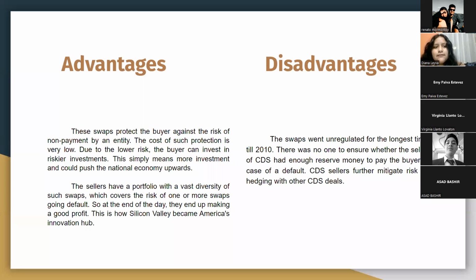And in disadvantage, the swap went unregulated for the longest time till 2010. There was no one to ensure whether the seller of CDS had enough reserve money to pay the buyer in the case of the default. CDS sellers mitigate risk by hedging with other CDS.